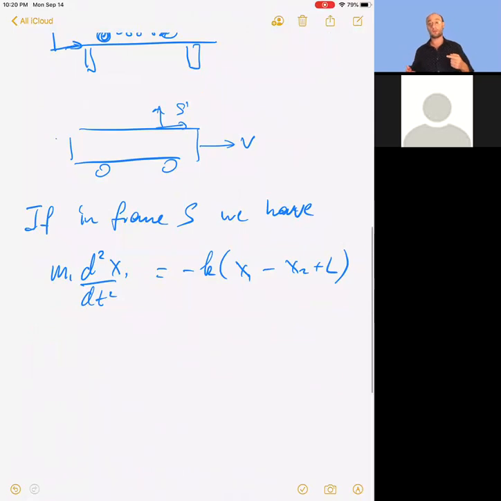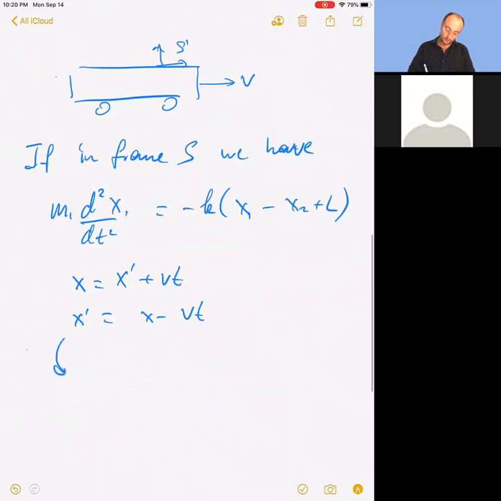Now let's try to see what kind of a law of motion, what kind of an equation, object 1 and object 2 are described by as seen from frame S prime. Well, let's see. So we have x equals x prime plus vt, right? So x prime equals x minus vt.